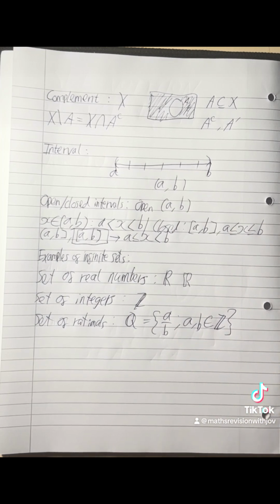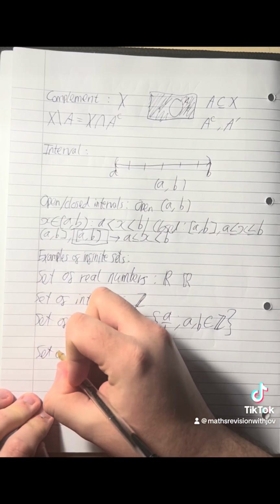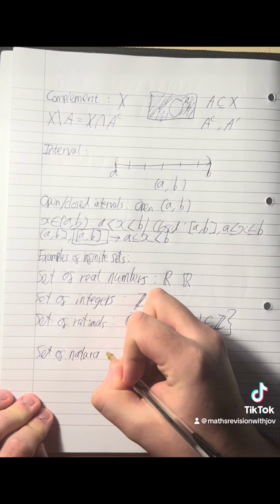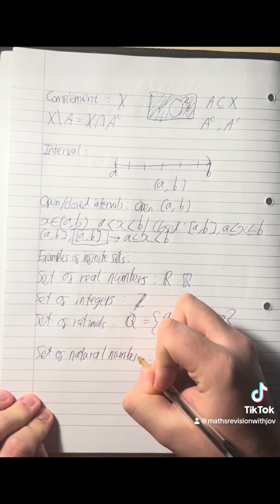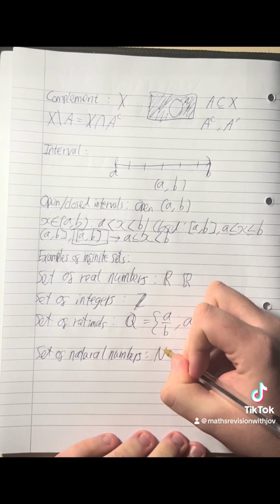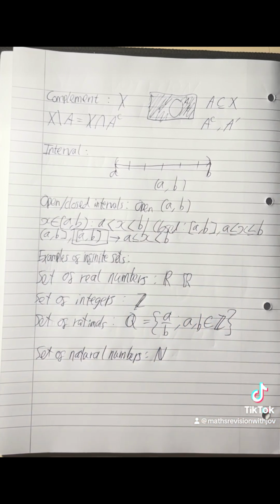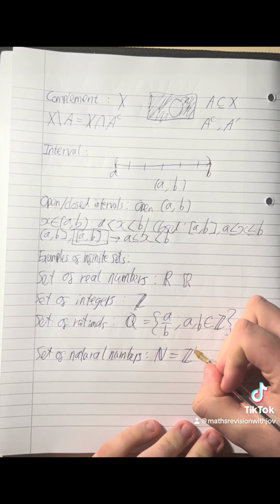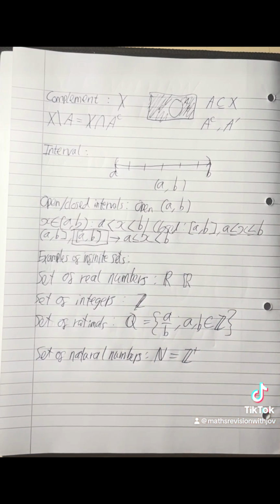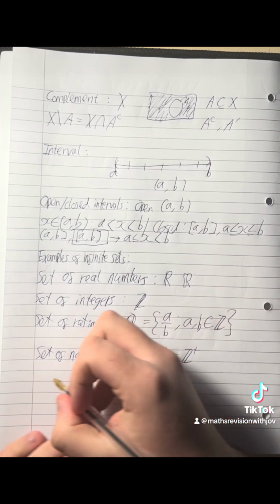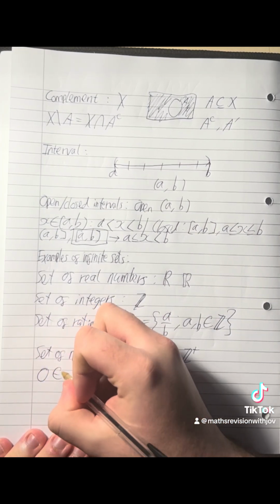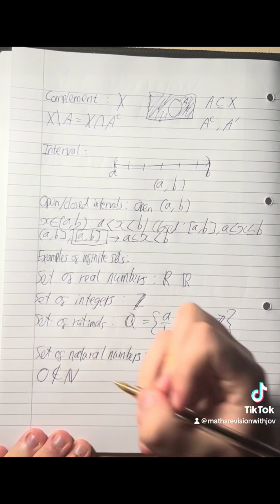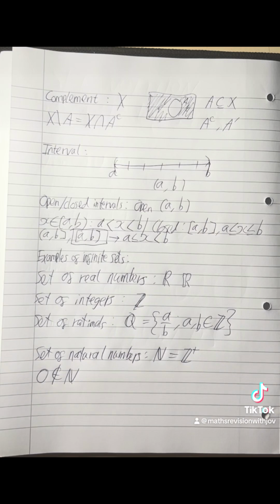Another common one which you may use is the set of natural numbers, and this is written as N, like that. That is simply the set of all positive integers. So that is actually equal to the integers, but you just take the positive, so you could call it Z plus. And notice that 0 is not a natural number. You have to remember that 0 is not a natural number because 0 is not positive.